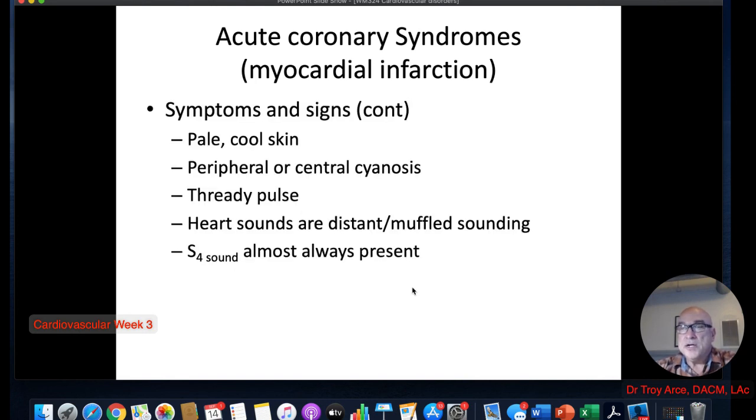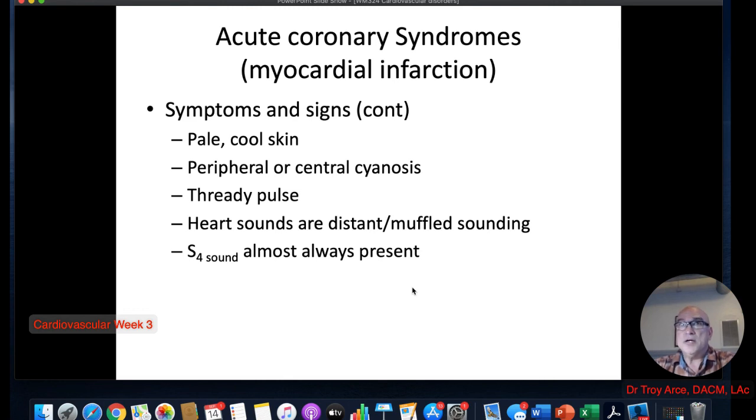Continuing on with the signs and symptoms, it's important to mention that these people can have pale, cool, clammy skin. They have peripheral or central cyanosis. They're going to have a thready pulse. We're experts at taking pulse. We know what thready feels like, right? But this is going to be weak and thready. It's maybe going to be a little bit weird. Heart sounds are distant and muffled sounding, and the S4 sound is almost always present. Well, if it's almost always present, you know there's a problem, because S4 sounds normally don't occur.